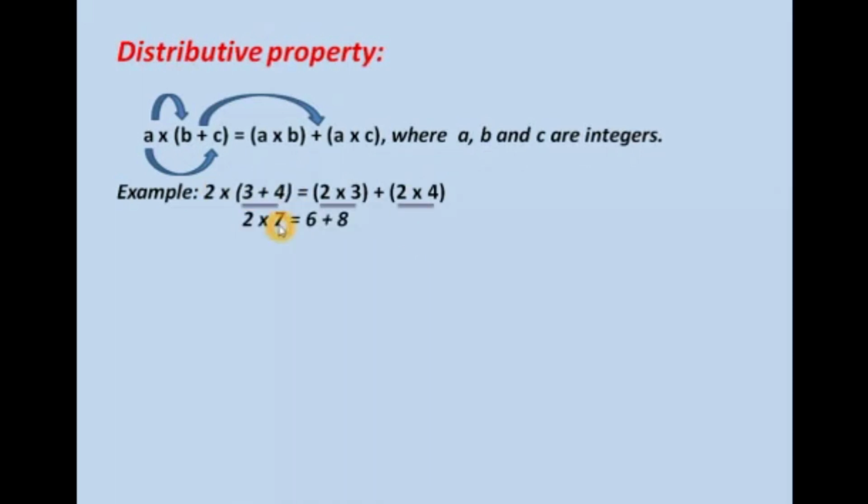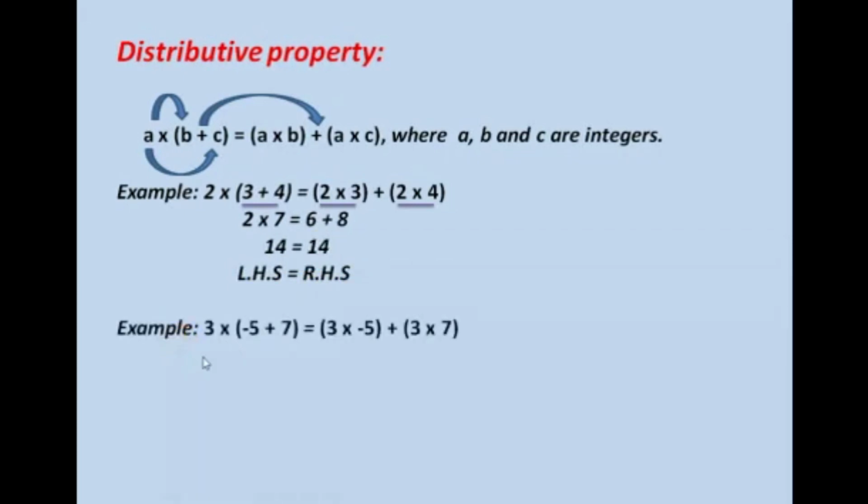3 plus 4 is 7, which is multiplied with 2. 2 into 3 is 6 plus 2 into 4 is 8. 2 sevens are 14, which is equal to 6 plus 8 is equal to 14. Now left hand side is equal to right hand side.